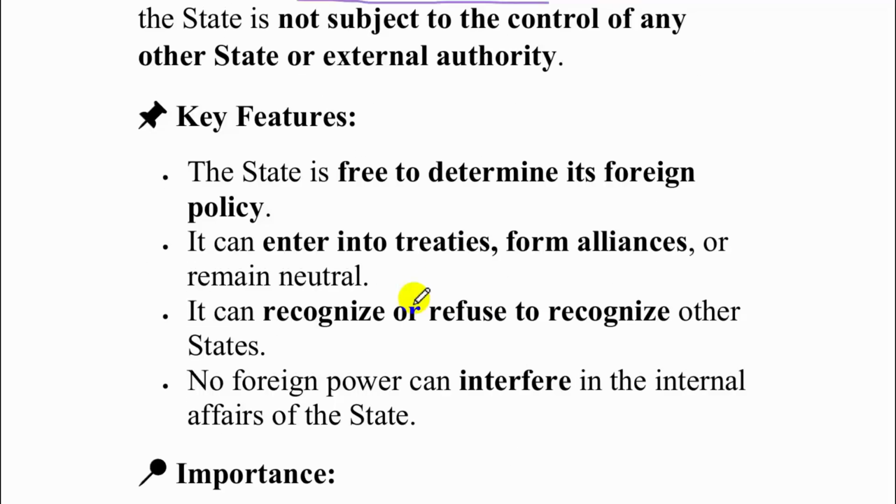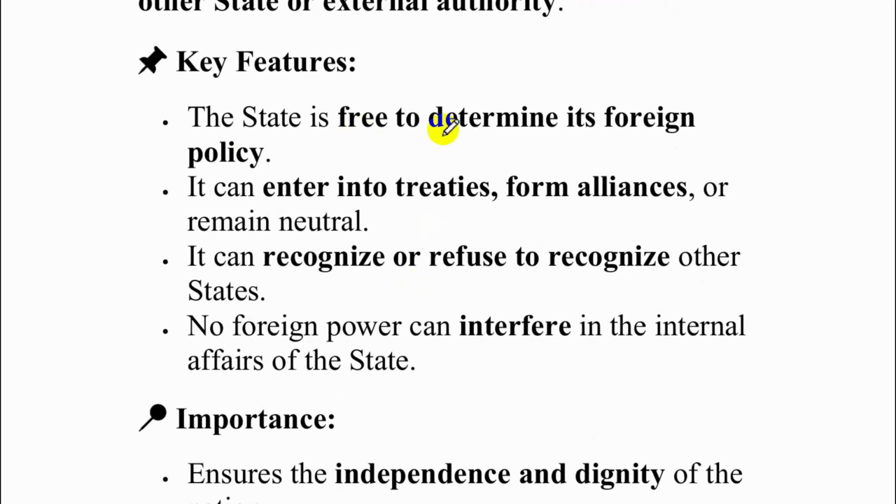Let's look at the key features. The state is free to determine its foreign policy. External sovereignty means that the state can enter into treaties, form alliances, or remain neutral. It means that the state can recognize or refuse to recognize other states. It means no foreign power can interfere in the internal affairs of the state.